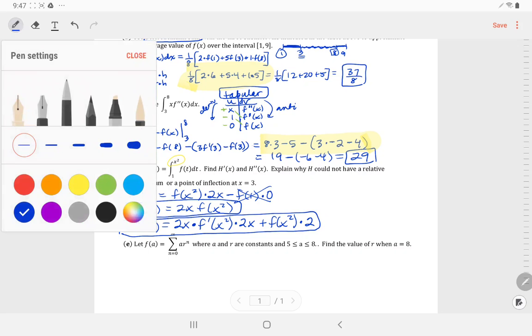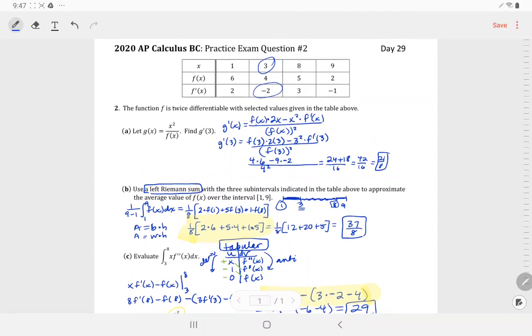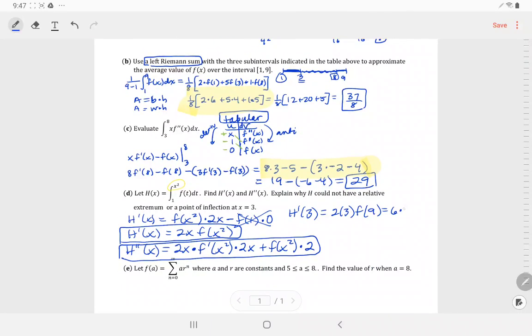Okay, that must be because it's not 0. So hopefully we get 0 here. So let's find h prime of 3. So h prime of 3 is 2 times 3 times f of 9. So 6 times, what's f of 9? It must not be 0. F of 9 is 2. So this is 12. So this is not 0, so no relative extrema.